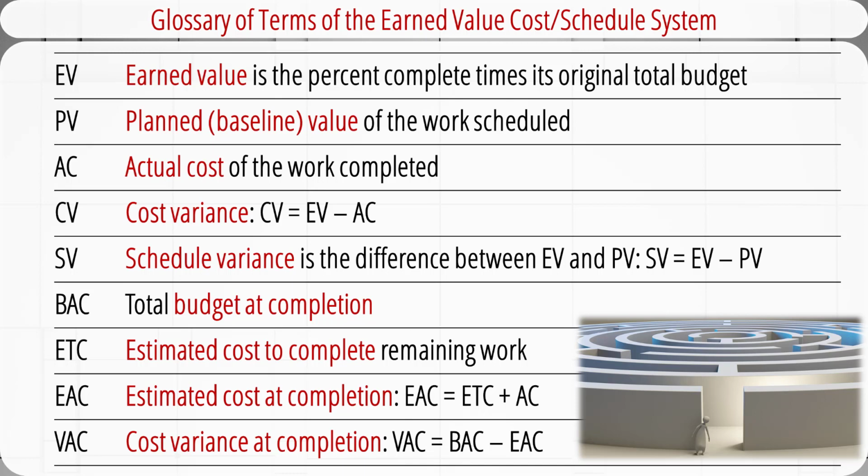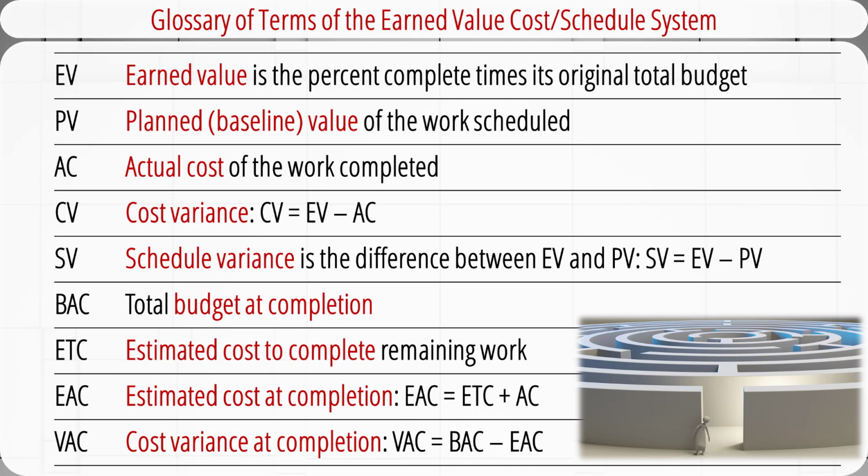BAC stands for the total budget at completion. ETC stands for the estimated cost to complete remaining work. EAC stands for the estimated cost at completion, which is the sum of estimated cost to complete plus the actual cost. VAC stands for cost variance at completion. It indicates the expected actual overrun or underrun cost at completion. It's equal to the total budget at completion minus the estimated cost at completion.